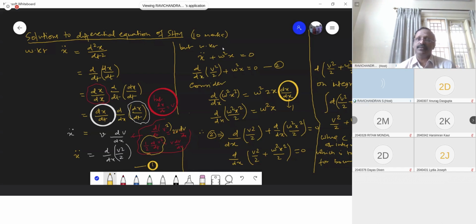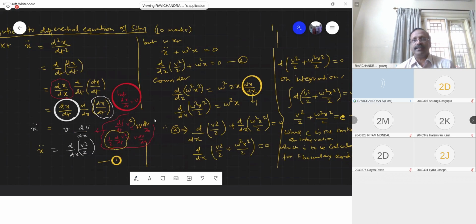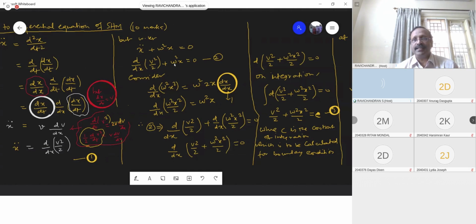Therefore, our general equation is x double dot plus omega square x is equal to 0. This x double dot I write like this. I take it as the second equation. Now what I have done here, I have taken the second part. Consider this part, omega square x. I have just taken it, right?